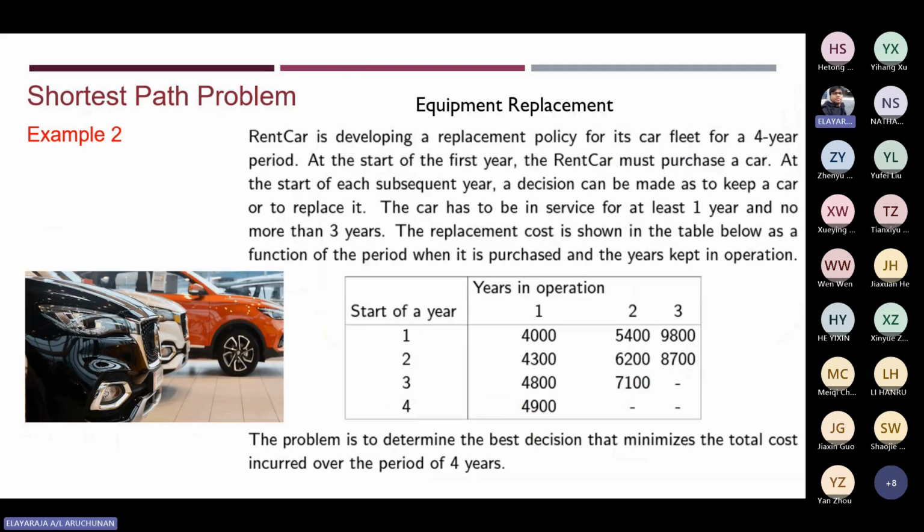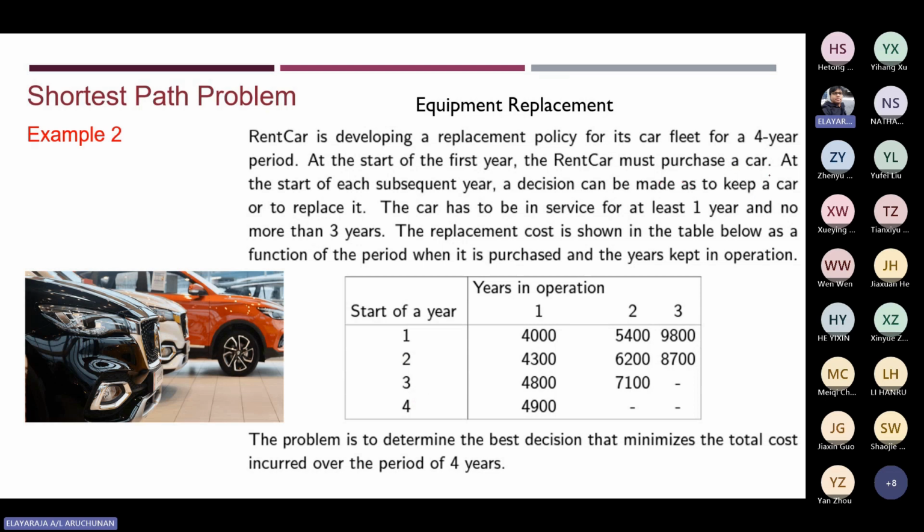We look into the equipment replacement problems. This type of question is very famous in the shortest distance or shortest path problems. Equipment replacement. Now take a look at this: Renka is developing a replacement policy for its car fleet for a 4 year period. So we have 4 years: year 1, year 2, year 3, year 4.